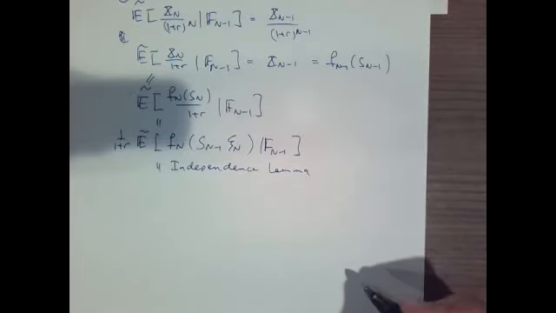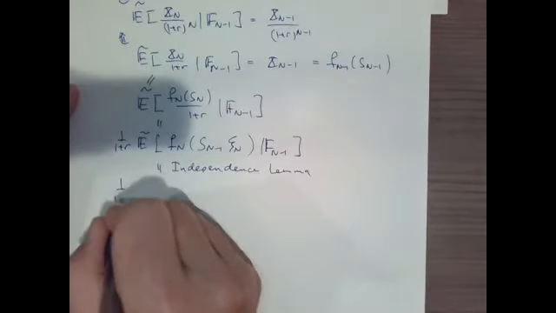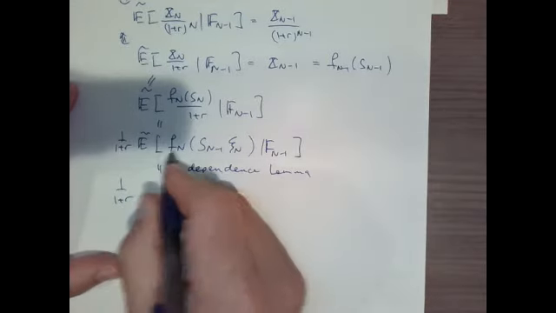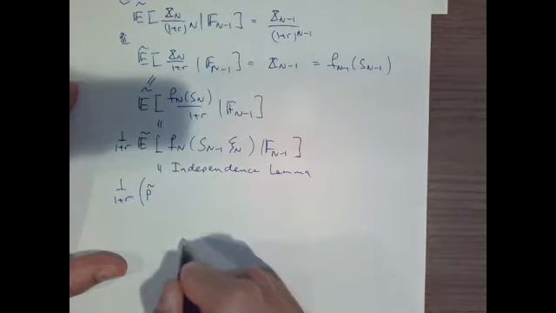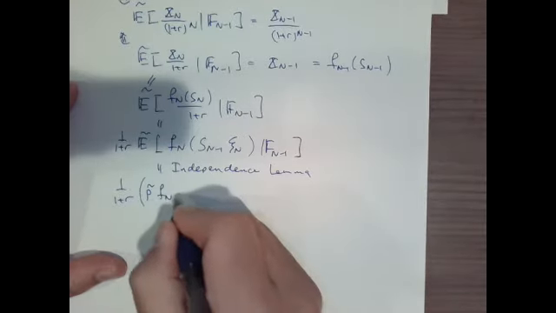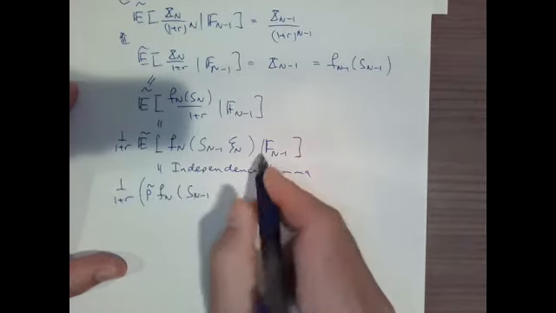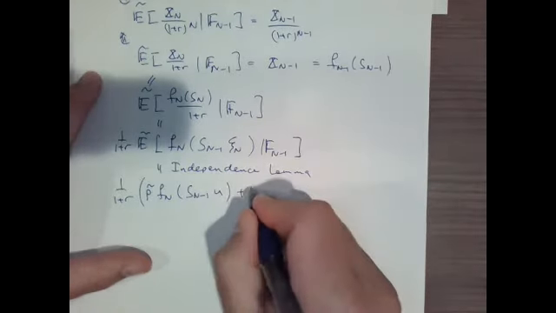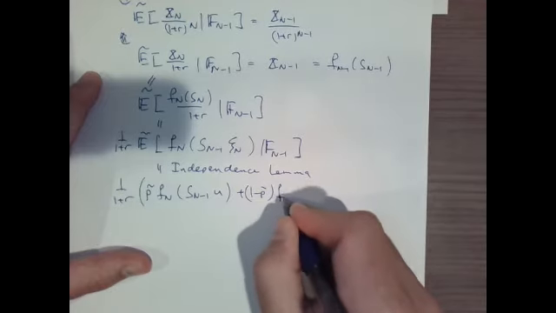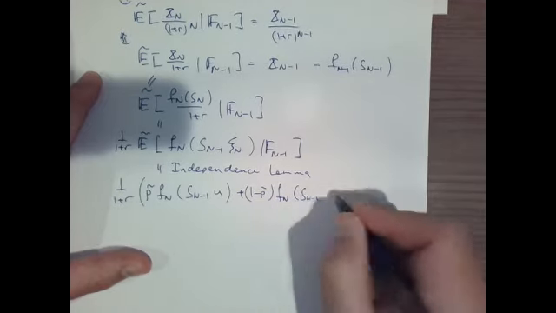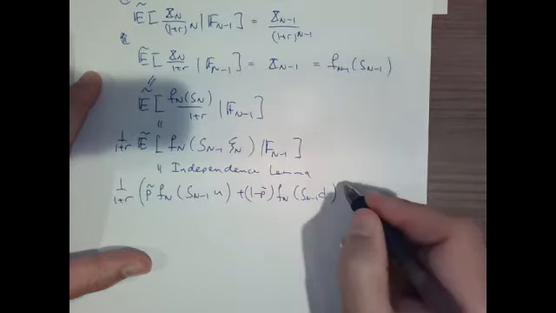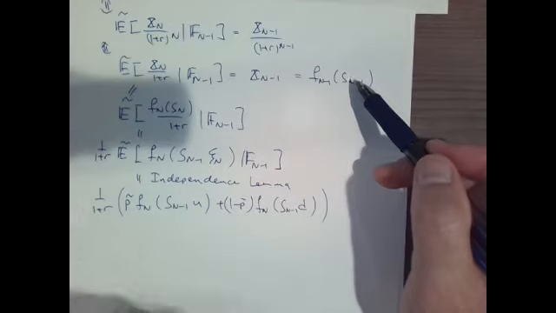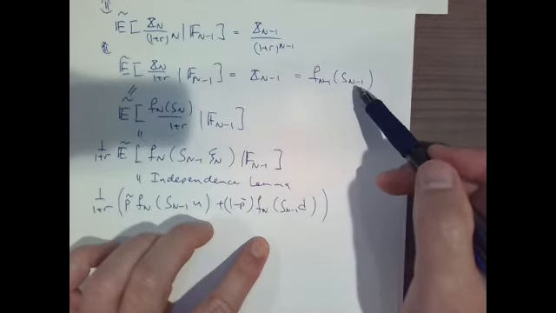And what can I do? I can write this as 1 over 1 plus r. I'll get a p tilde, and I'll get Fn of Sn minus 1, because that's already measurable, and I get the independent, so I take an average. This will be u plus 1 minus p tilde Fn of Sn minus 1, and then I'll put in a d. And indeed, you do see that Sn minus 1 is the only random variable that appears on the left-hand side.